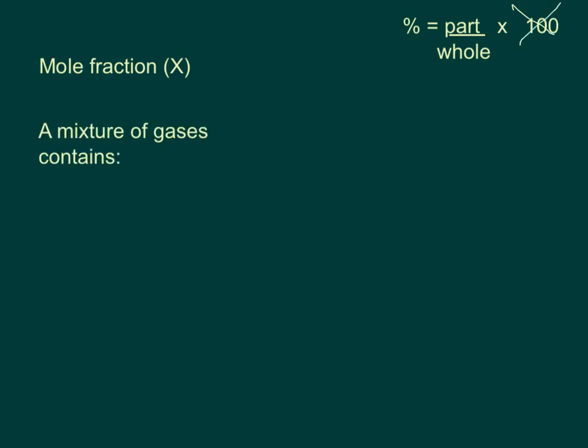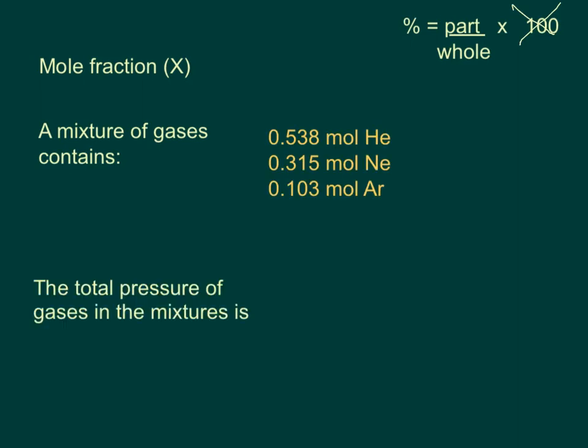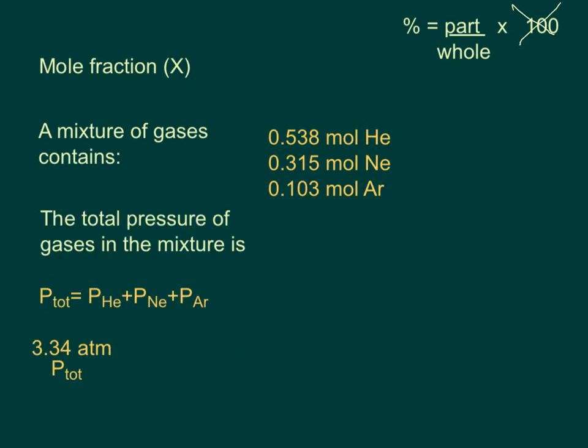Let's say that we have a mixture of gases that contains helium, neon, and argon. And the total pressure of the gases in the mixture is 3.34 atmospheres. And Dalton's law tells us that total pressure is coming from the pressure exerted by the helium, plus the pressure exerted by the neon, plus the pressure exerted by the argon. And since each of these gases makes up one part of the total, we can use mole fraction to determine how much of a part.